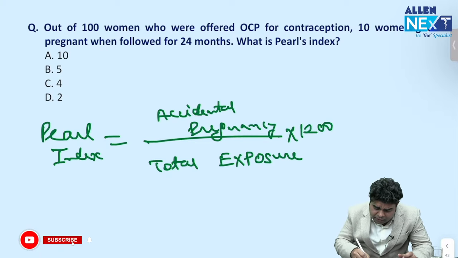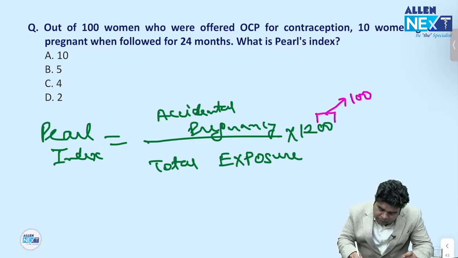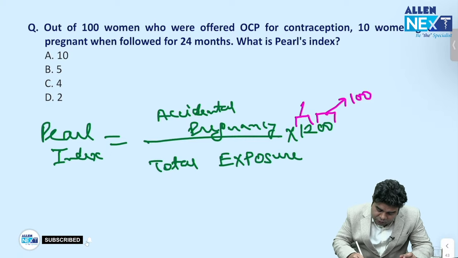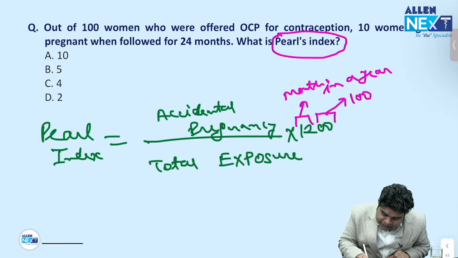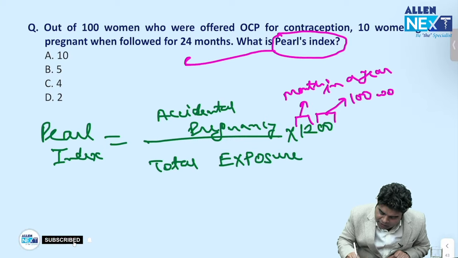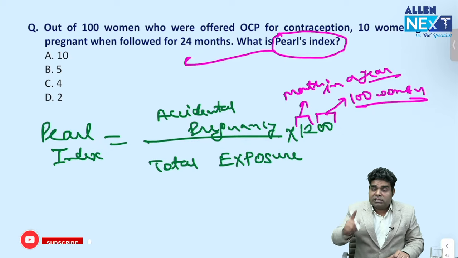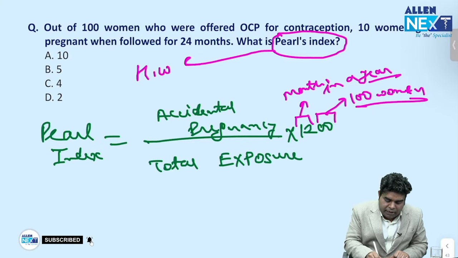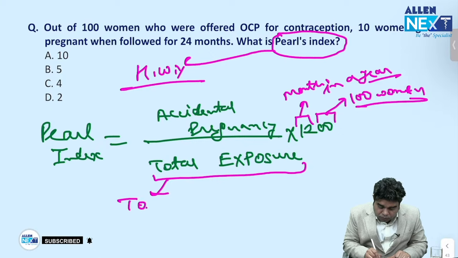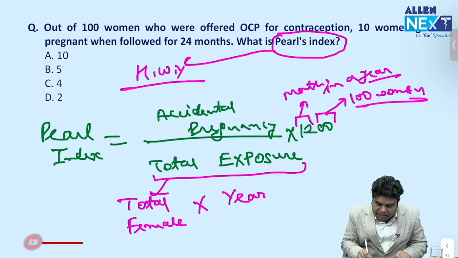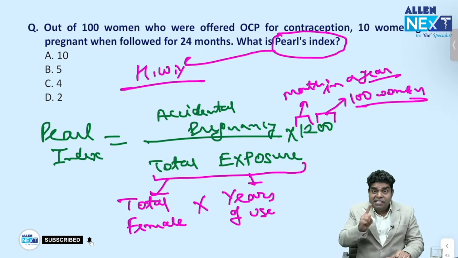Now if you divide 1200, it can be 100. And 12 is the number of months in a year. That is why they ask how do we measure Pearl index? Pearl index is measured in 100 women years. 100 women and 1 year. Because the multiplication factor is 1200. That's why Pearl index comes in 100 women years. Now, in this total exposure, there are two components. One is the total number of females who are using it. And one is the years of use. How many years you have used? Not months, years of use.